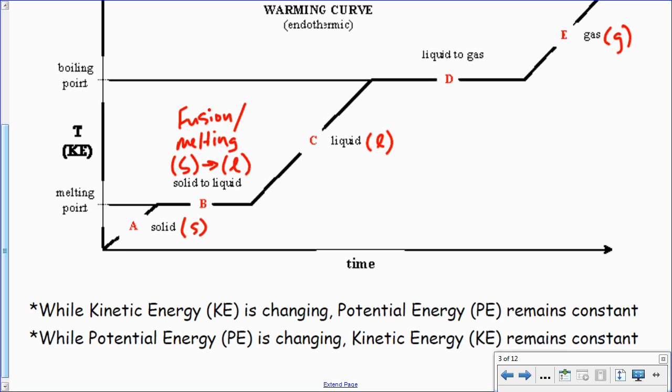The other phase change on this chart is the liquid to the gas, L to G. We call that vaporization. Oof, big long word. Yikes.